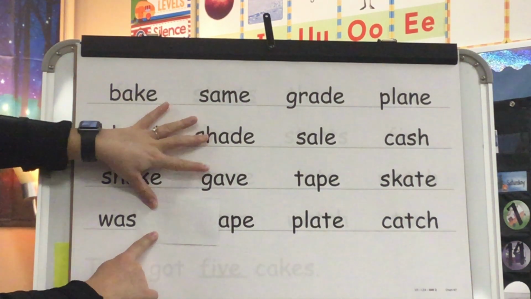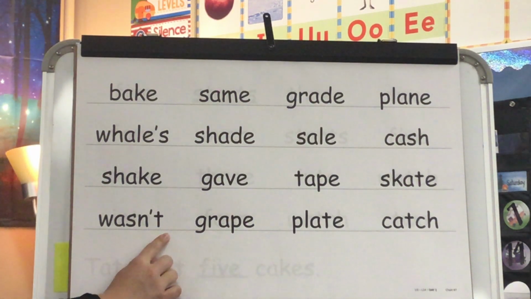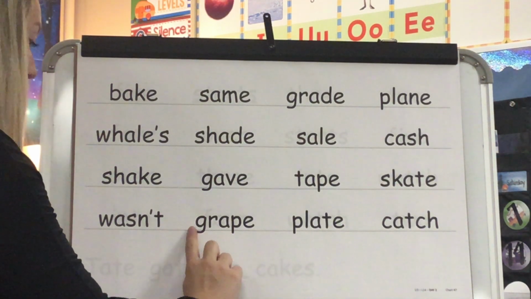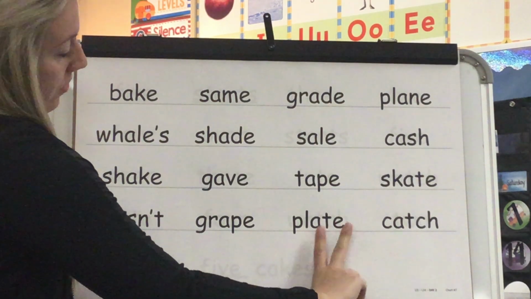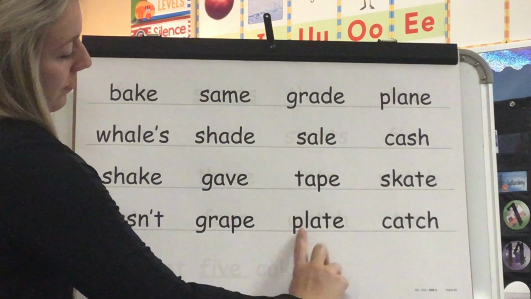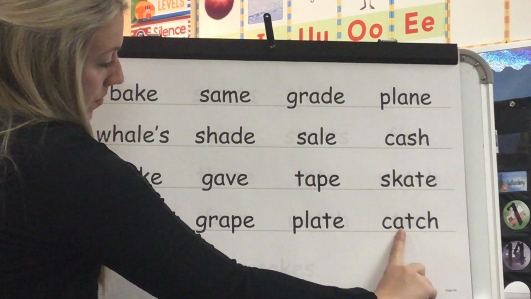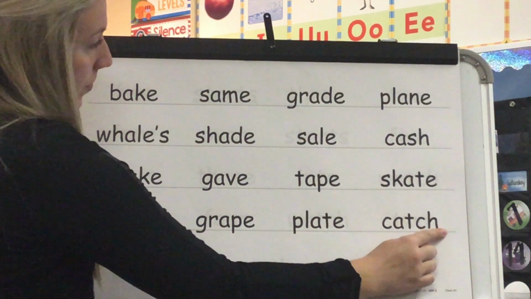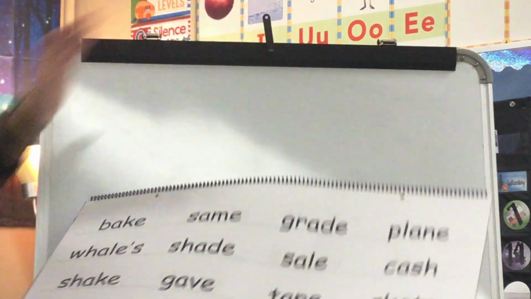Word? Was. Blend? N-t. Contraction? Wasn't. Yes, wasn't. Sound? A. Blend? Grape. Word? Grape. Sound? A. Blend? Plate. Word? Plate. Sound? A. Blend? Catch. Word? Catch. Great job. We have two new heart words to talk about today.